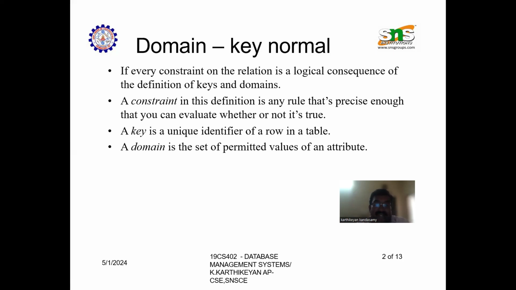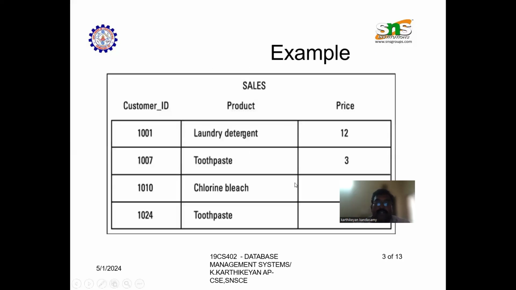Second, a domain is the set of permitted values of an attribute. Permitted values of an attribute: this is the most important point in this area. Next one. So this is one of the examples.